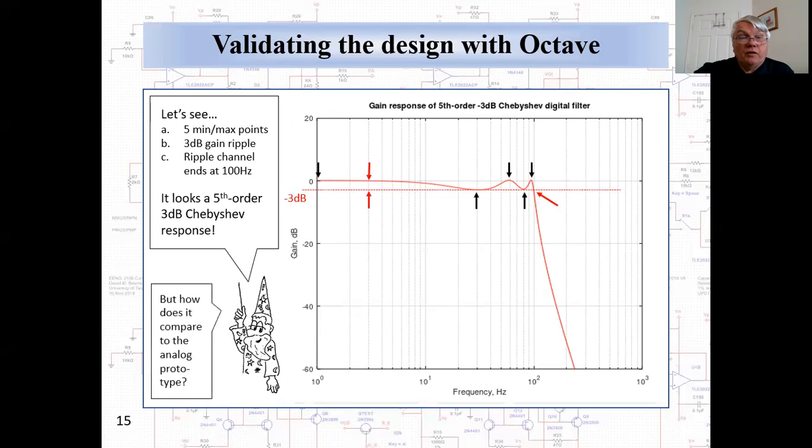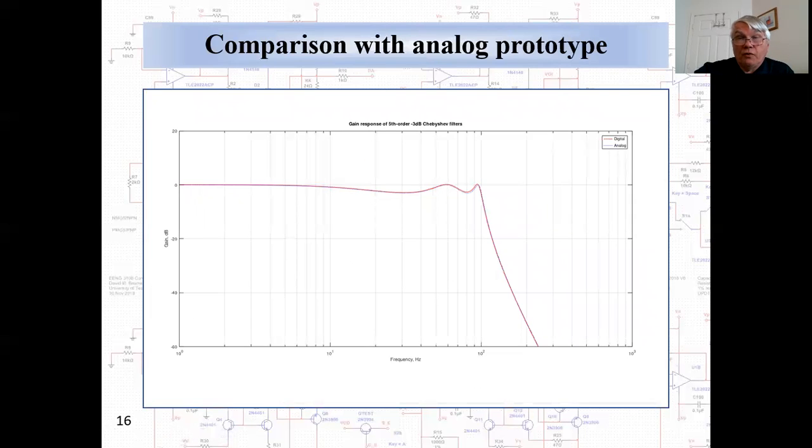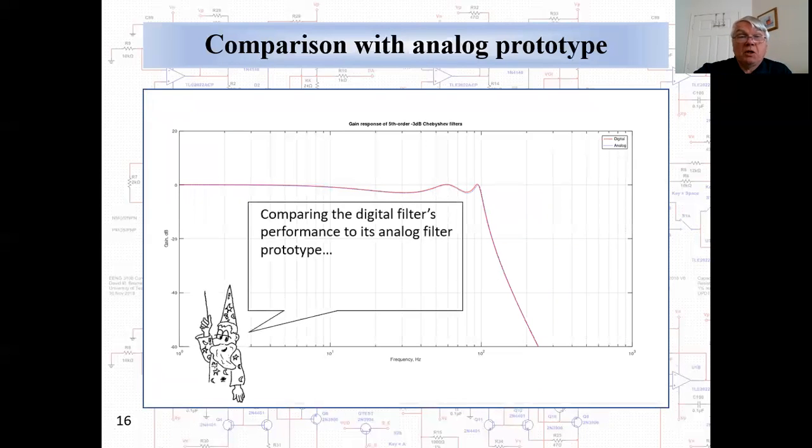But how does it compare to the analog prototype before frequency warping? Let's find out. Here I've plotted both the digital filter frequency response and its analog unwarped prototype, and you can see they're pretty close. If we compare the digital filter's performance to its unwarped analog filter prototype, I would say that we nailed it.